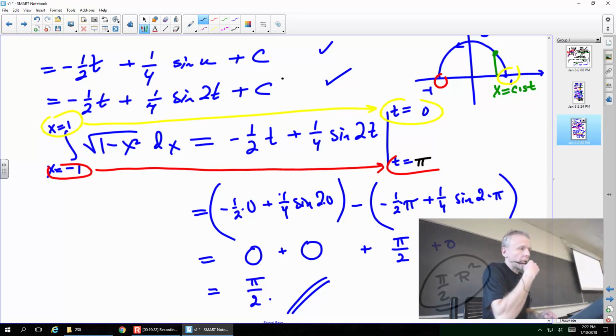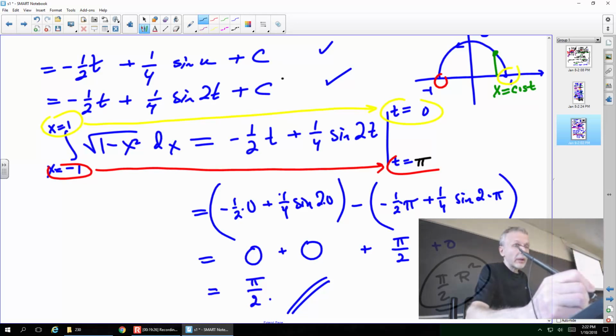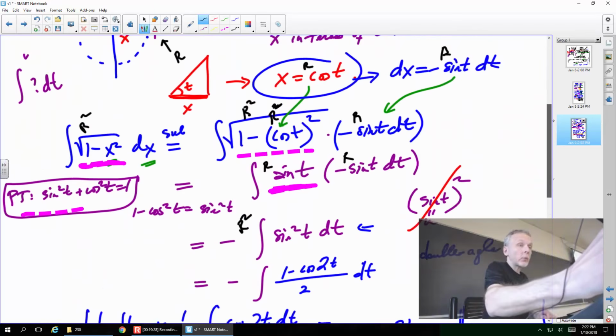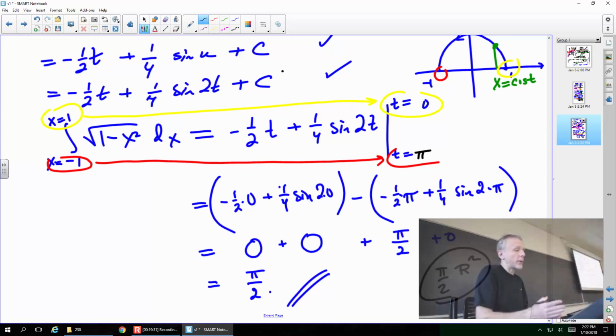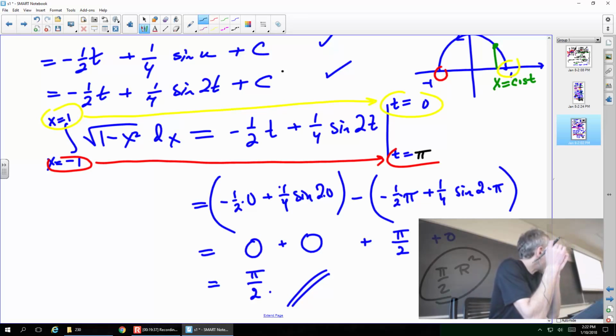So what else do we learn from here? Something a lot more than just that. We have a very narrow purpose, to demonstrate that the circle has area pi r squared. But the inside is interesting.